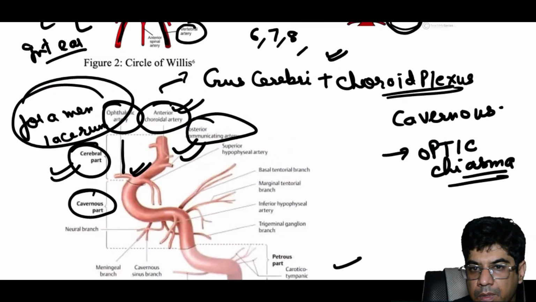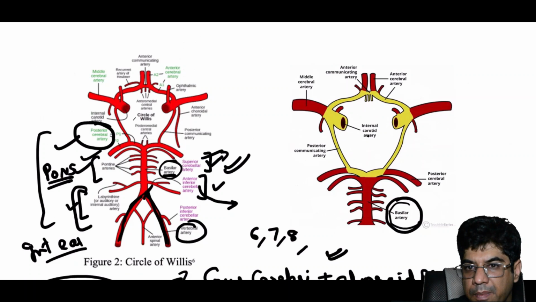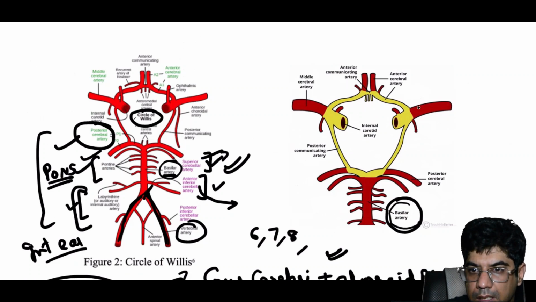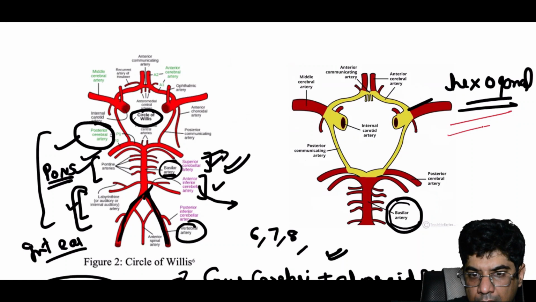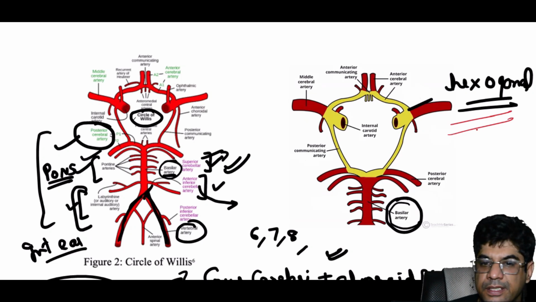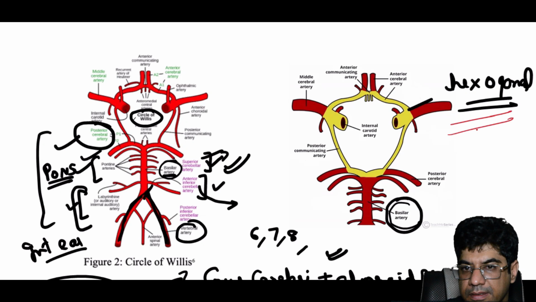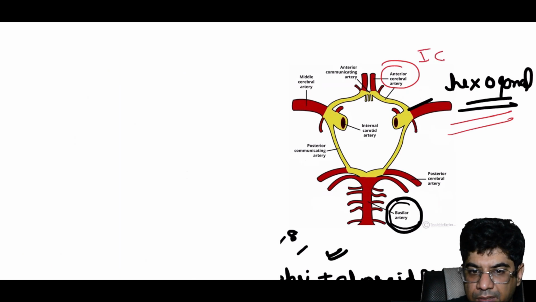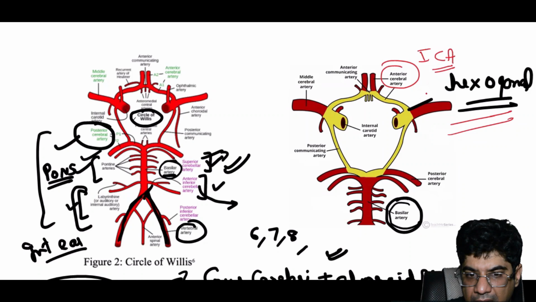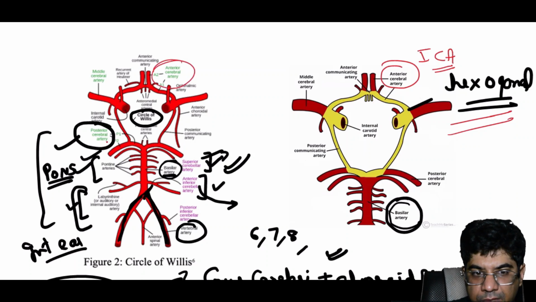Now let us discuss the circle of Willis. So remember, it's a hexagonal circle of arteries that distributes the blood around the brain, and it is formed by branches from the anterior cerebral artery, the terminal parts of the internal carotid arteries themselves, and branches from the posterior cerebral artery of the basilar artery.